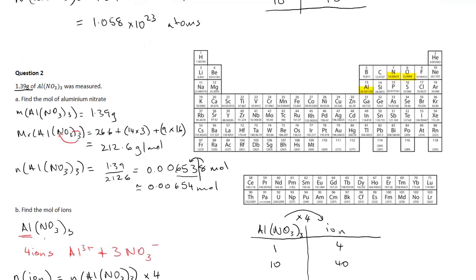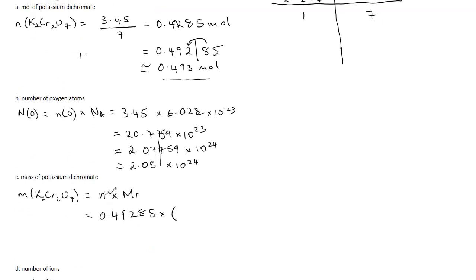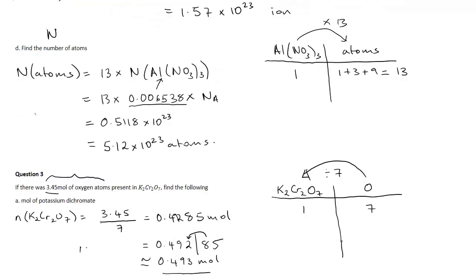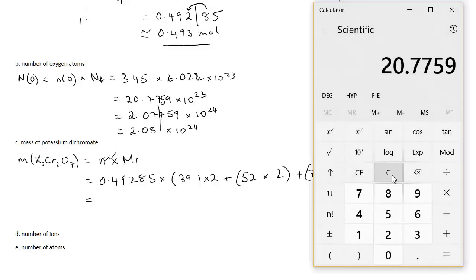So let's go back to our periodic table. Potassium's 39.1. Alright, 39.1 times by 2 plus, I think chromium's 52, we'll check in a second. 52 times by 2 plus 7 lots of oxygens. 7 times 16. And we should be getting a value. Let me just double check that chromium is 52. Yep, it's 52. Alright. So 39.1 times by 2 plus 52 times by 2 plus 7 times by 16, 294.2.